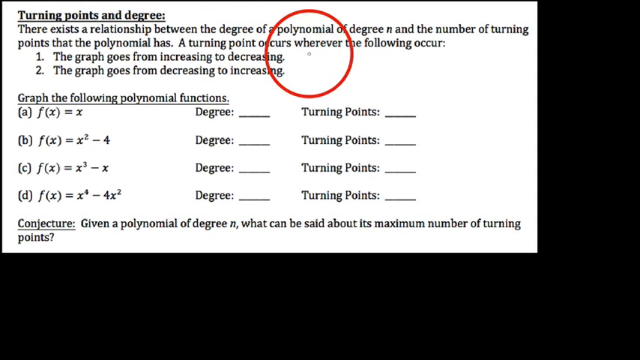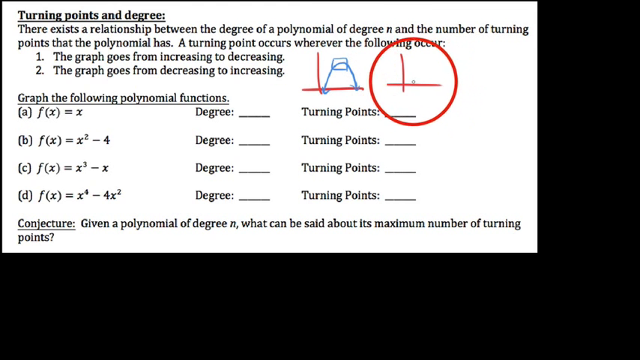And we say that any turning point occurs wherever the following occur. Basically, whenever our graph goes from increasing to decreasing. So if we were to have some polynomial function here that went from increasing to decreasing right there, this relative maximum point here would be what we refer to as a turning point. And then we would say also along the same lines, if we went from decreasing to increasing at any point on the graph, we would have this point here that we would refer to as a turning point.